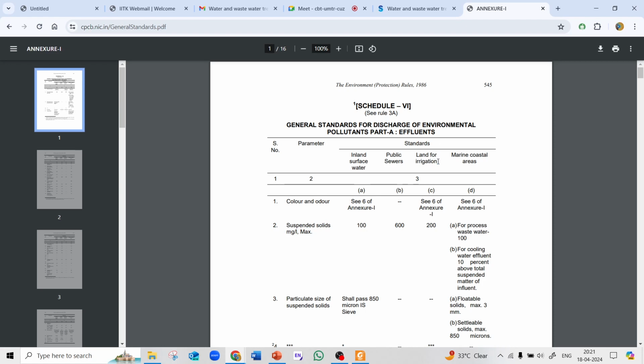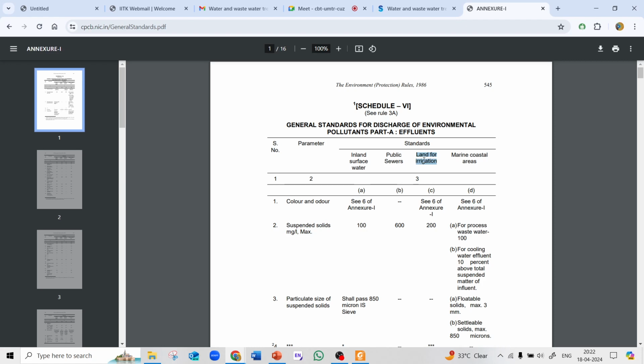Similarly, there is another thing, that is land for irrigation. Treatment plants are discharging their wastewater in a canal. This practice is being followed in Kanpur, where there is the Jajmau treatment plant. In Kanpur there are many leather industries, and due to the leather industry a huge amount of wastewater is produced.